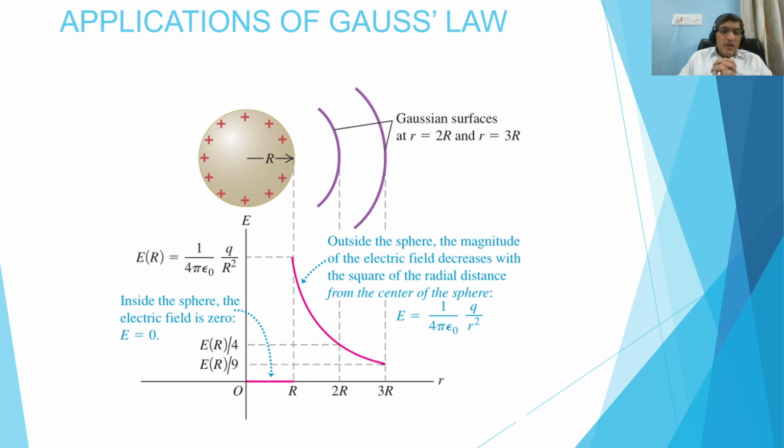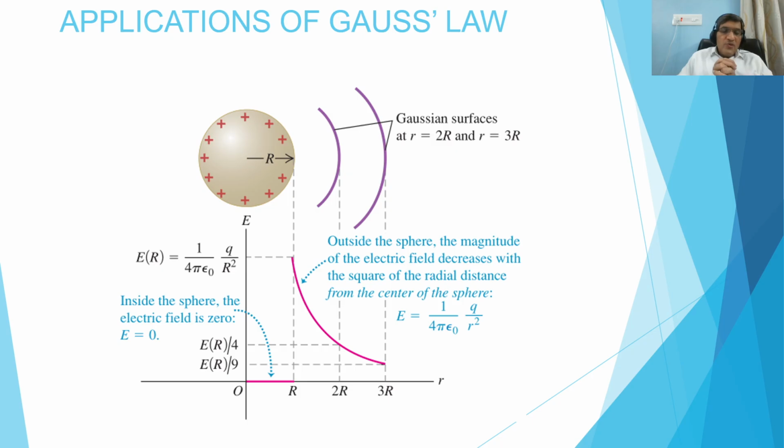On the y-axis we have the electric field, with a particular point E(R) equal to Q upon 4 pi epsilon naught R squared. This is the value of the electric field at the surface of the conductor, that is, the value of the electric field when small r equals capital R. Small r is the variable. It may be 2R, it may be 3R, which is at large distances, but at the surface of the conductor, it is equal to R, the radius of the conductor sphere.